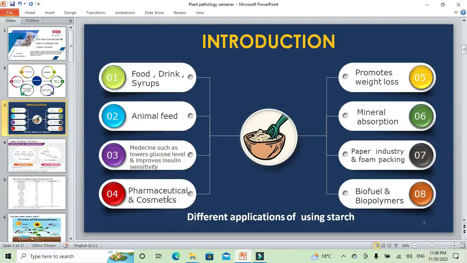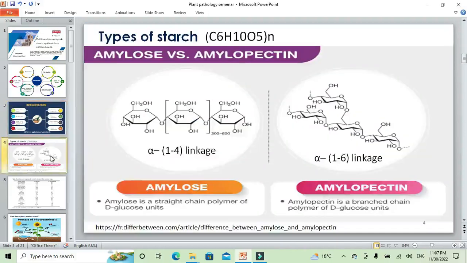Also, it can be used in pharmaceuticals and cosmetics. It promotes weight loss and it can be used in mineral absorption. It can also be used in the paper industry and foam baking. And finally, we can use it in biofuel and biopolymers.